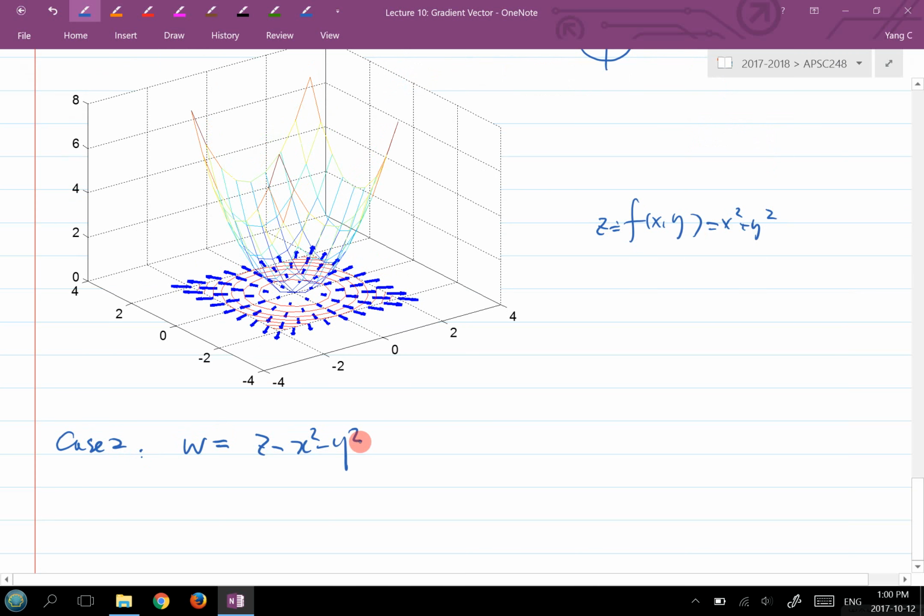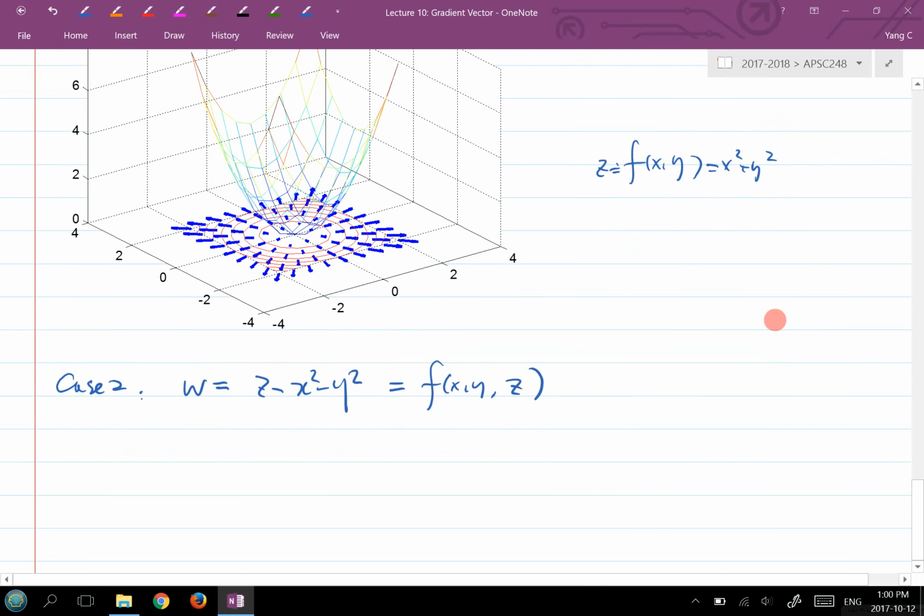What's the difference between this one now? This is a function of three variables now, right? This is a function of three variables. If we let w equal to 0, what does this give us? It gives us back this paraboloid here, z equals x squared plus y squared.